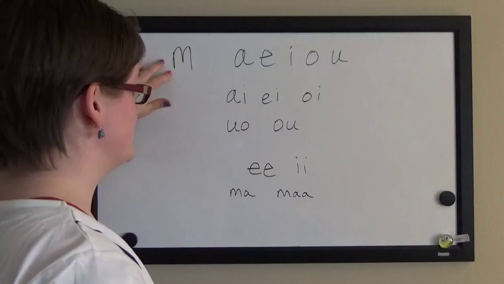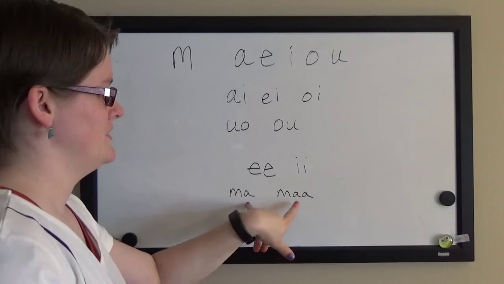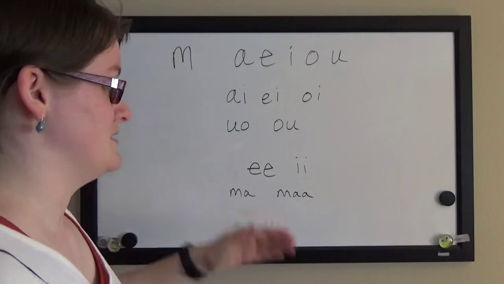So those are the sounds. You can have one consonant, multiple vowels which you can combine together to make different sounds, and you can also elongate one vowel sound by adding it on to the end.